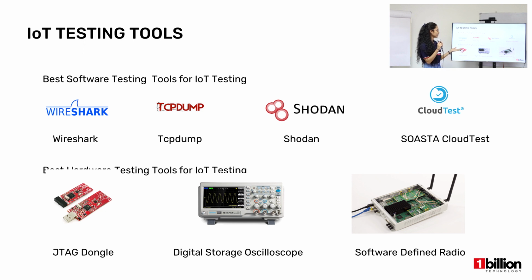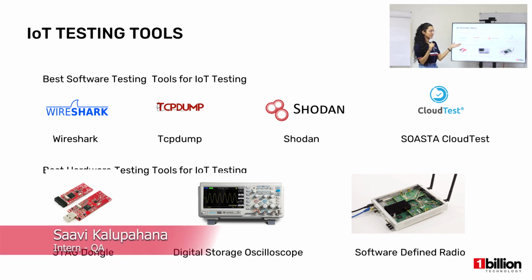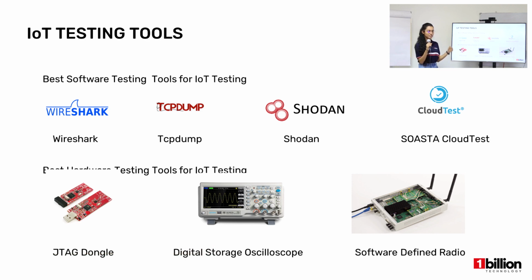It's about IoT testing tools. You may already know this. As an example, Wireshark, TCP dump, Shodan, and Sauce Cloud Test are some of the tools. Wireshark is an open source network traffic analyzing software tool, and TCP dump does the same job as Wireshark, but it doesn't have a GUI. Shodan is a testing tool which you can use to discover which of your devices are connected to the internet. Sauce Cloud Test enables 4 types of test automation in a single web platform.